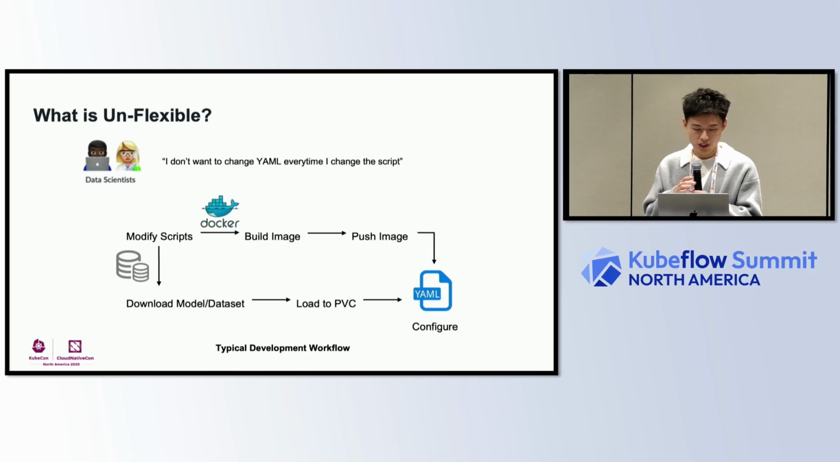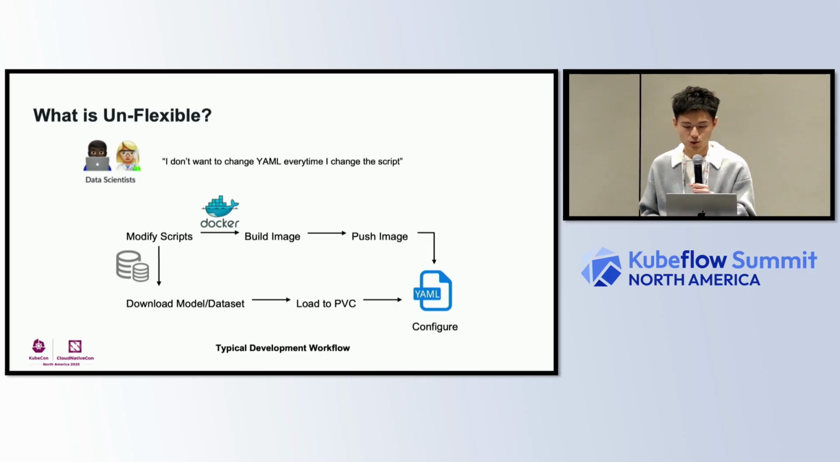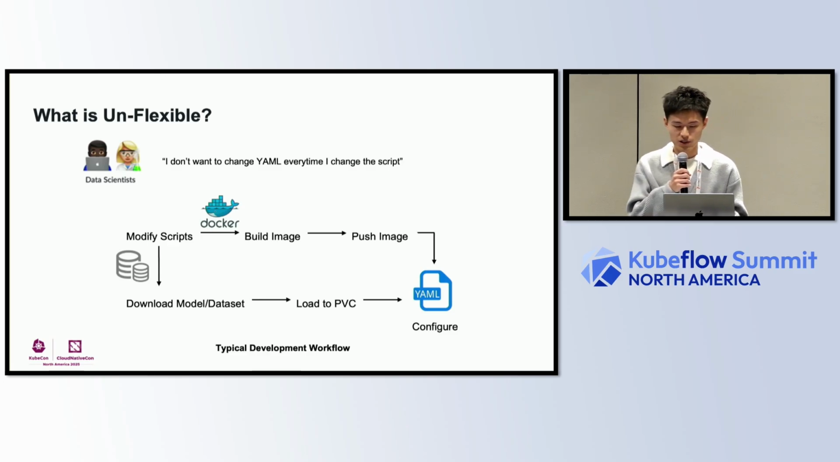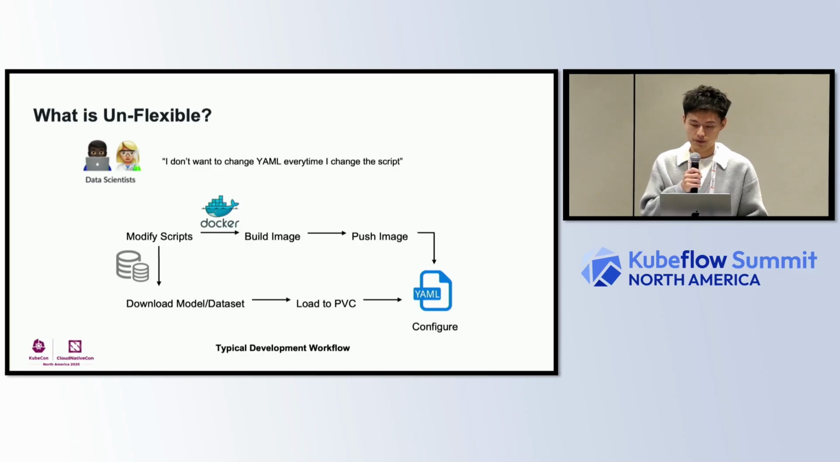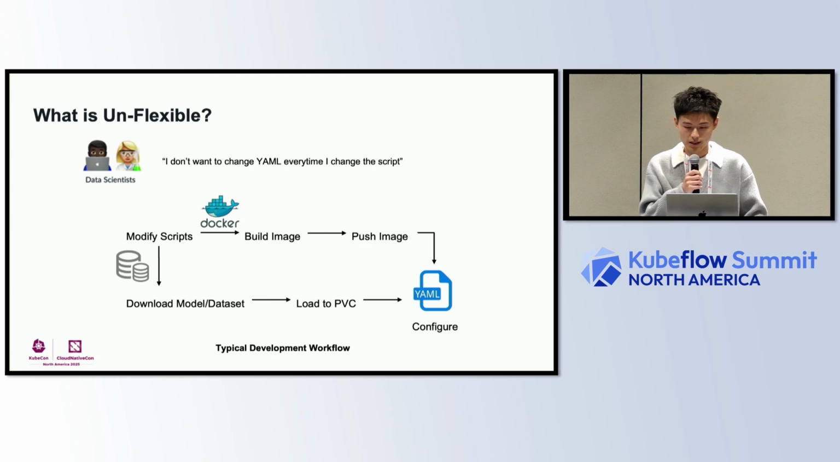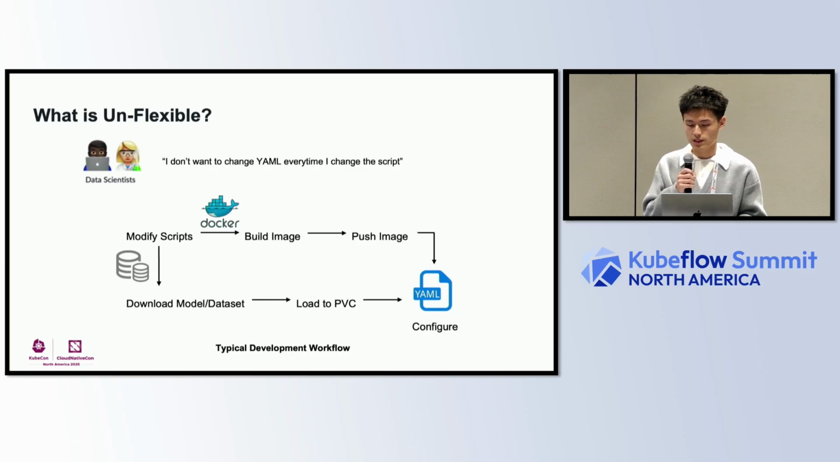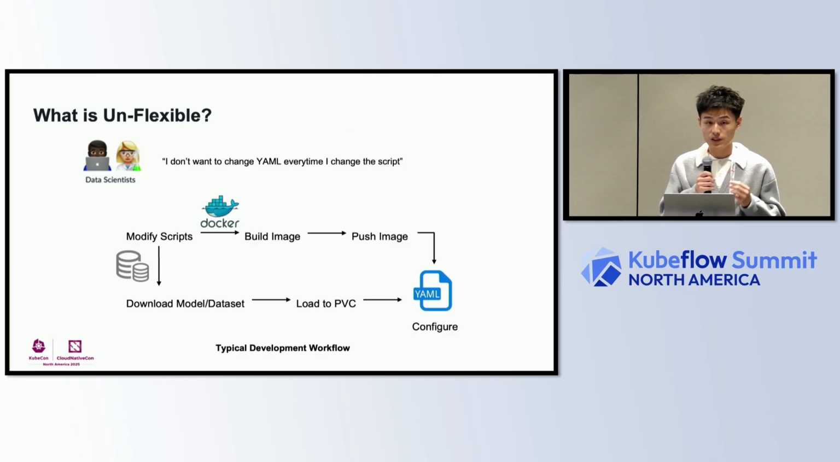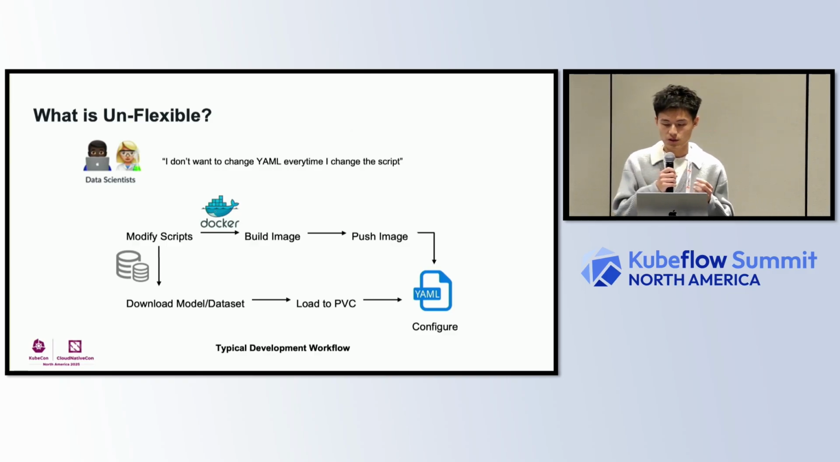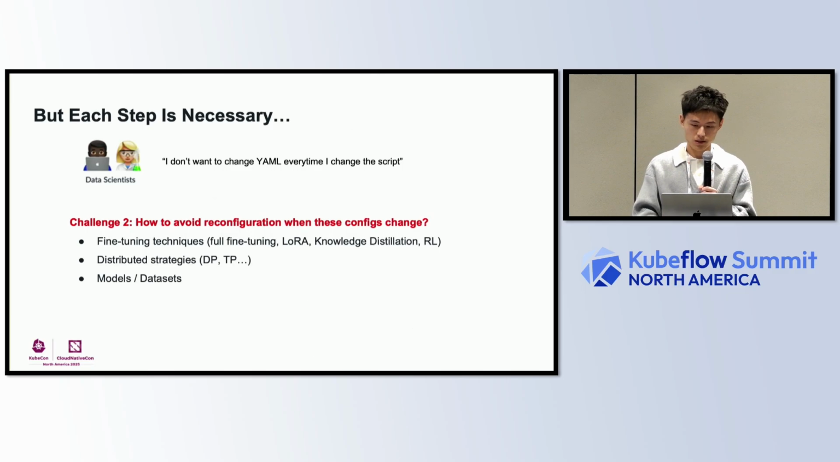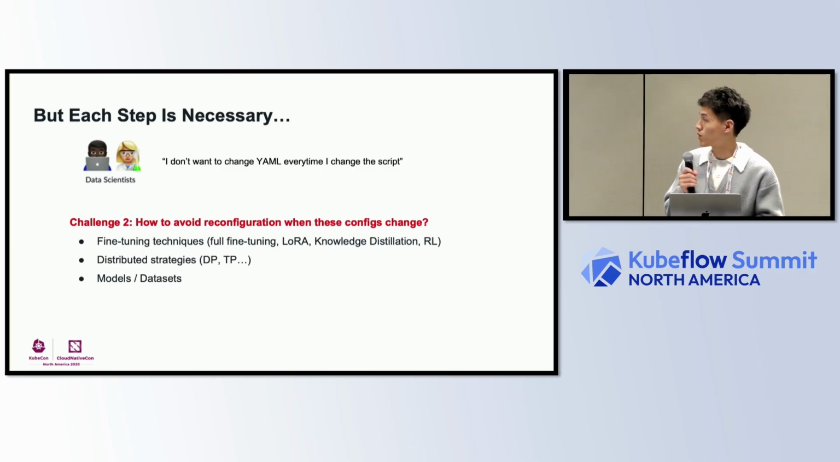When the user changes the train scripts, typically they need to rebuild the image, push it to the image registry, and configure the new image in the YAML file. And another case is that when data scientists decide to change their base model and training data sets, they need to download it from the remote, load it to PVCs, and configure PVCs in the YAML file. These manual actions waste a lot of time and hinder data scientists from quickly iterating their ideas. However, these actions are also necessary.